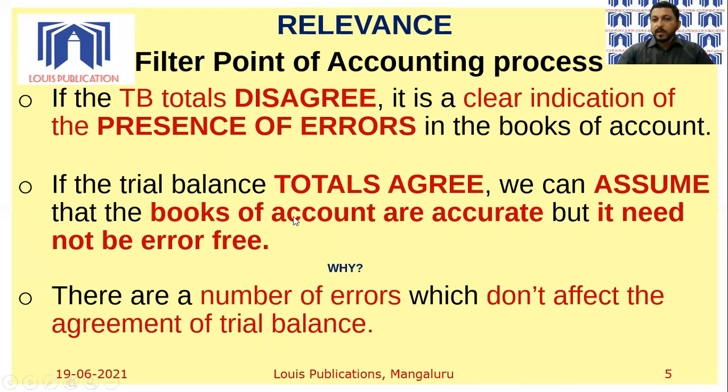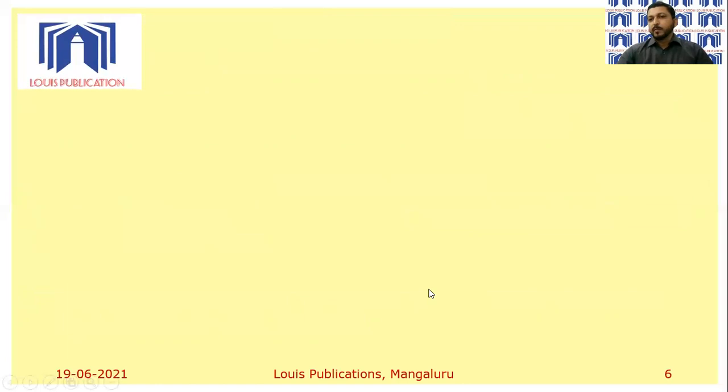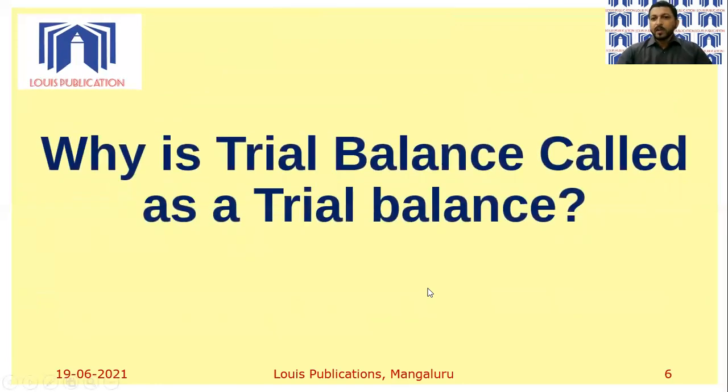That's why we say if the trial balance totals agree, we can assume that the books of accounts are accurate, but it need not be error free because there are a number of errors which don't affect the agreement of trial balance. Now, a very interesting question. Why is trial balance called a trial balance?